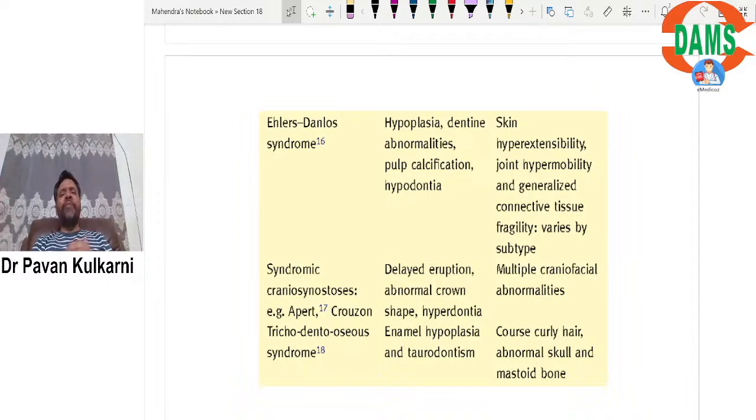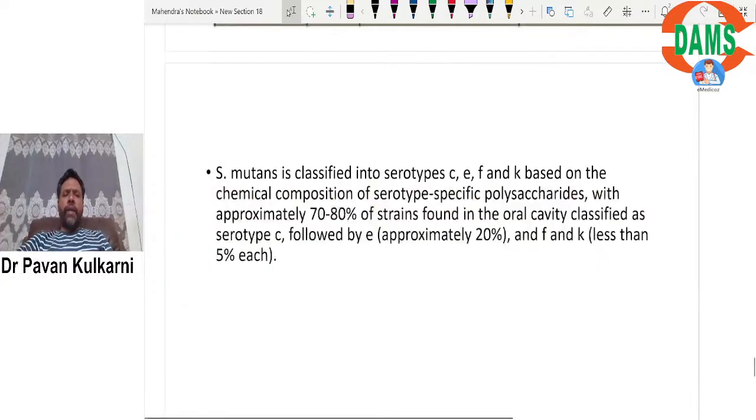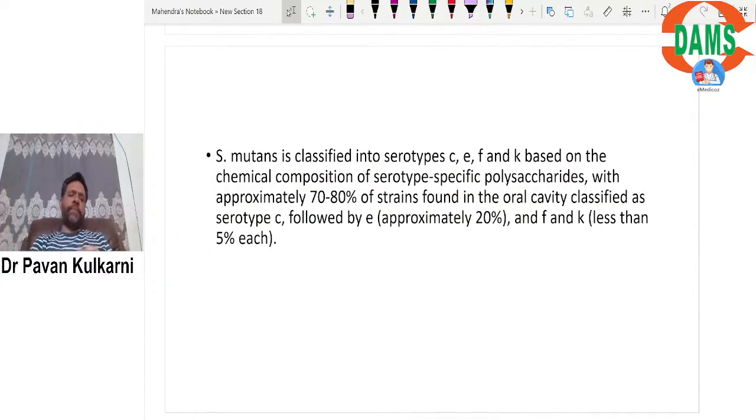Now, what about the dental findings? What do you see in the teeth? You basically see enamel hypoplasia. So, Ehlers-Danlos syndrome will show enamel hypoplasia. Okay, so that's the important table which I want you to remember. Coming to the genetic aspect of caries, not much is important here. Okay, we will directly go to the serotypes.